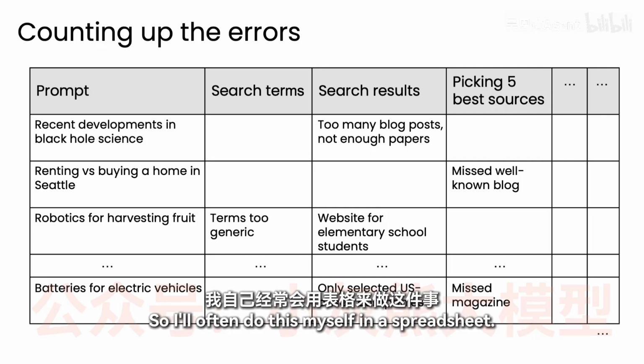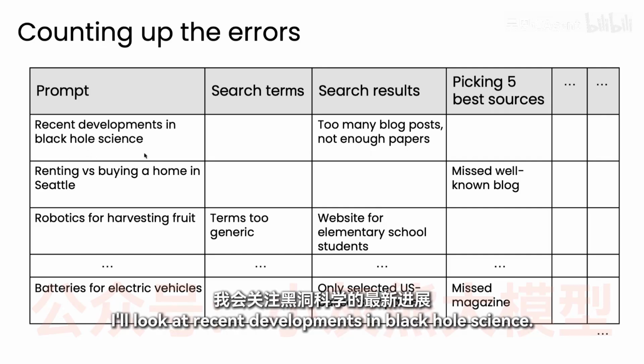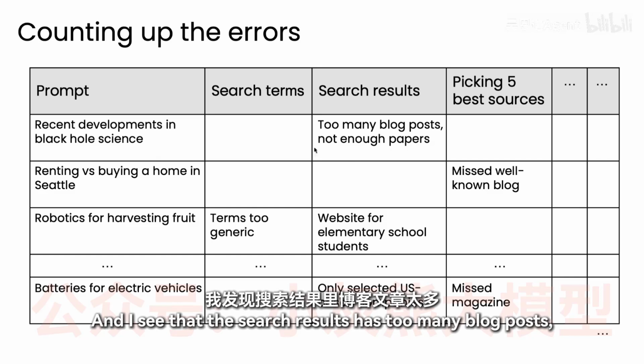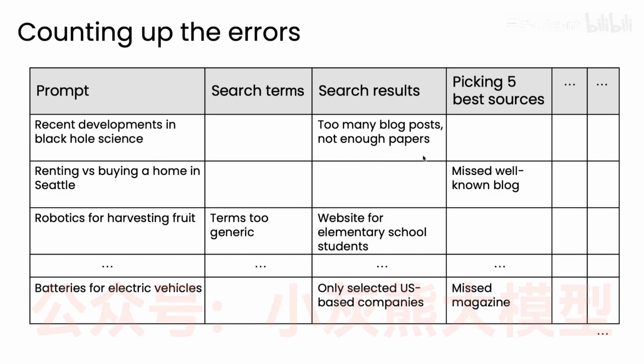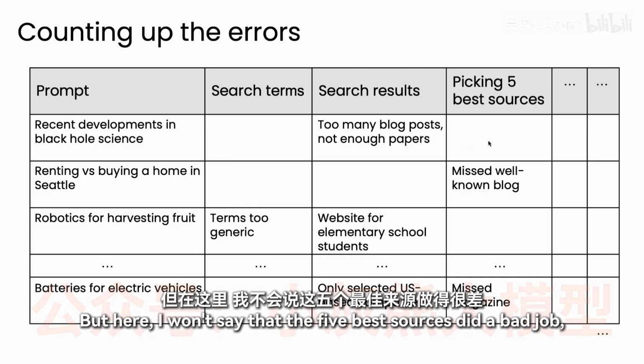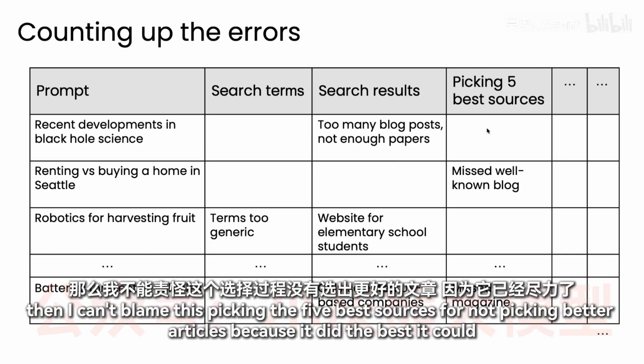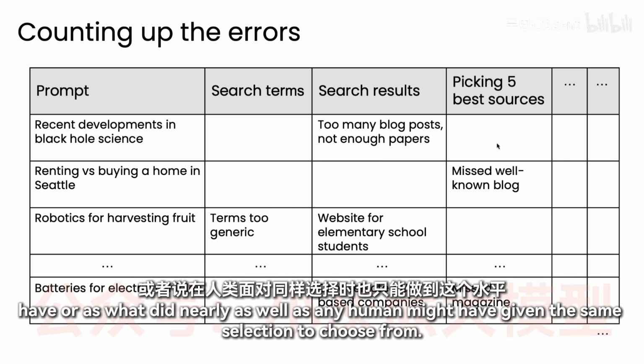So I'll often do this myself in a spreadsheet. So I might build a spreadsheet like this. And so for the first query, I'll look at recent developments in black hole science. And I see that the search results have too many blog posts, popular press articles, not enough scientific papers. And then based on this, it is true that the 5 best sources aren't great, but here I won't say that the 5 best sources did a bad job, because if the inputs to the algorithm for selecting the 5 best sources were all non-rigorous articles, then I can't blame the step of picking the 5 best sources for not picking better articles, because it did the best it could have, or it did nearly as well as any human might have given the same selection to choose from.